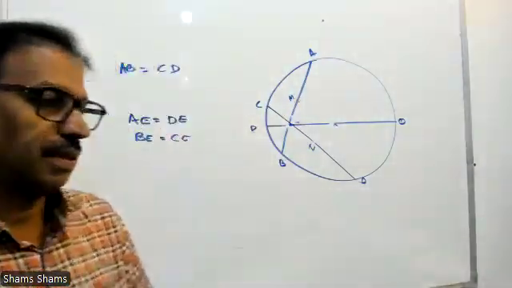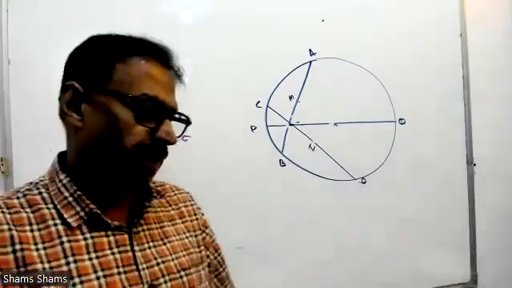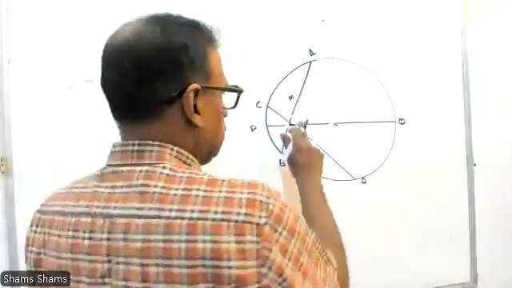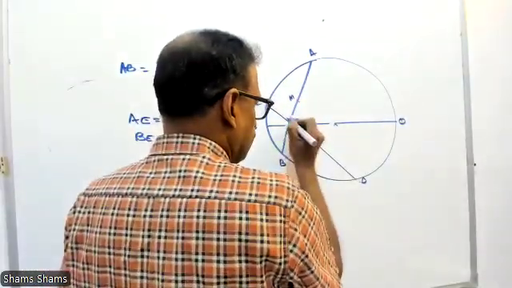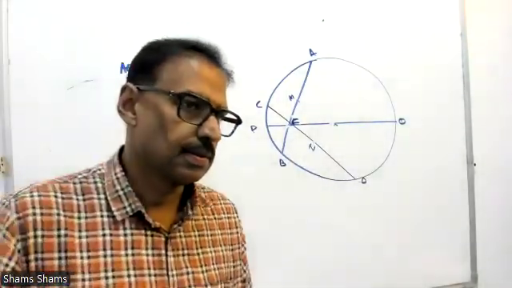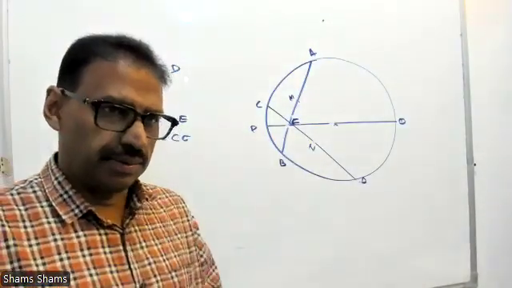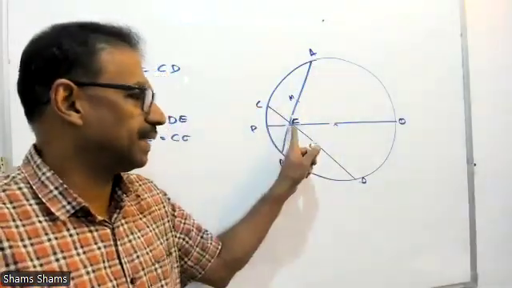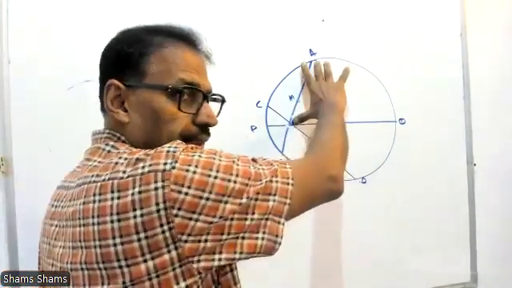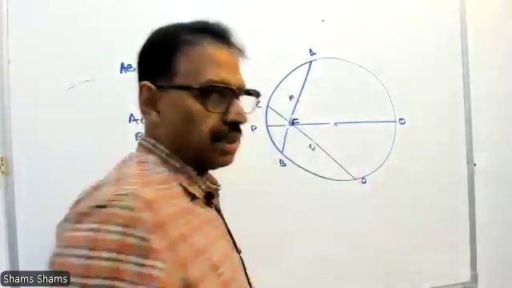Now listen. I'll give everything, the given and everything. The figure here, the chords meet at E. See, this AB and CD intersect at E. This is one part, AE, and that part equals ED. And this part equals this part. That's all.